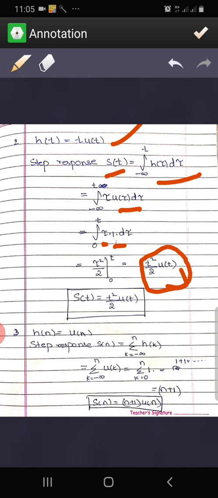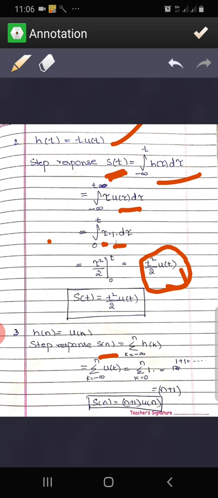Now h of n is equal to u of n. This is a discrete signal. Find the step response. Whenever you see a problem, you have to first identify whether it is a discrete signal or a continuous signal. If it is a discrete signal, you apply the formula for s of n. If it is a continuous signal, you have to apply the formula for s of t.